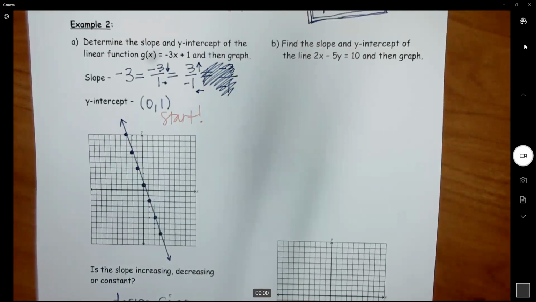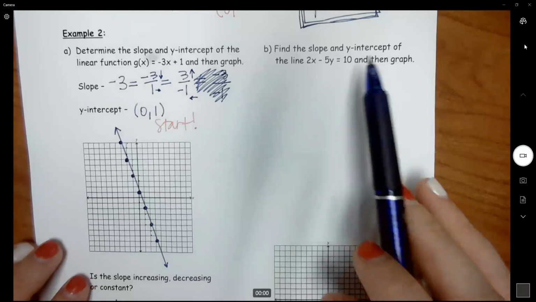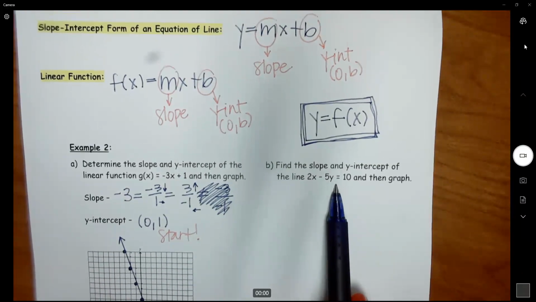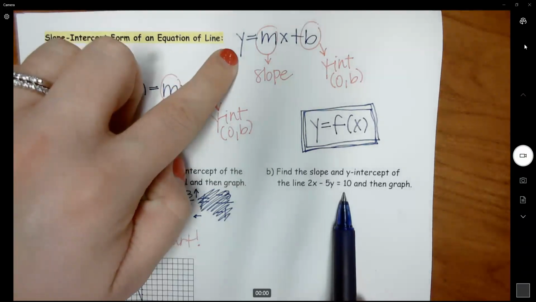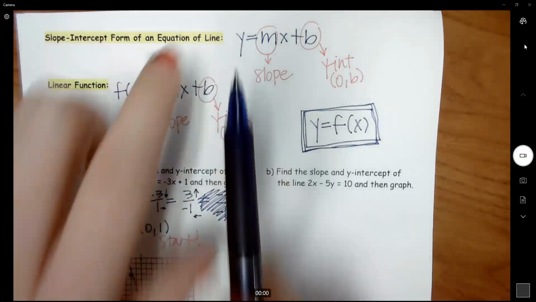Now part B wants me to find the slope and the y-intercept of the line 2x minus 5y equals 10, and then graph. The problem with the way that they gave me this equation is this is in standard form, and I need this in slope-intercept form, which means we need to solve this for y.